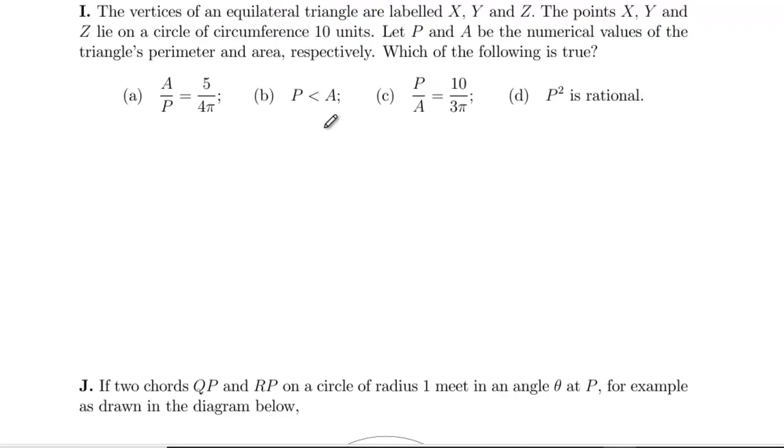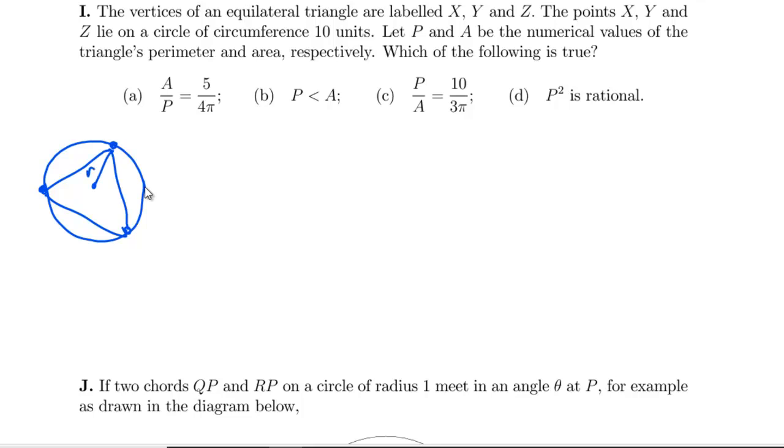Right, two to go. So question I: the vertices of an equilateral triangle are labelled x, y, and z. The points x, y, and z lie on a circle of circumference 10 units. Let P and A be the numerical values of the perimeter and the area. Which of the following is true? Right, okay, so a little picture will help with this. So we've got our slightly wonky circle, we've got an equilateral triangle.